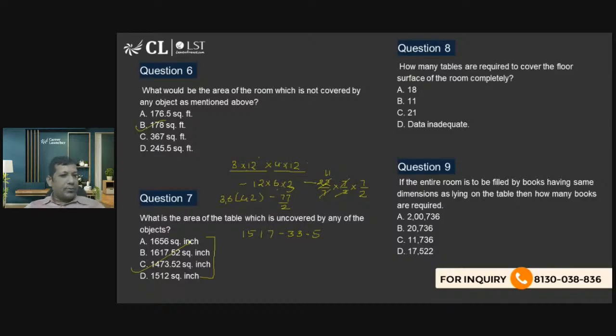Understood? Yes, no? I have calculated the total area in inches. I have subtracted area of 3 books because 3 books are lying, and I have also subtracted the area of the lamp, that circular lamp, because that has a radius of 3.5. So subtracted all the values, got the answer. Clear?